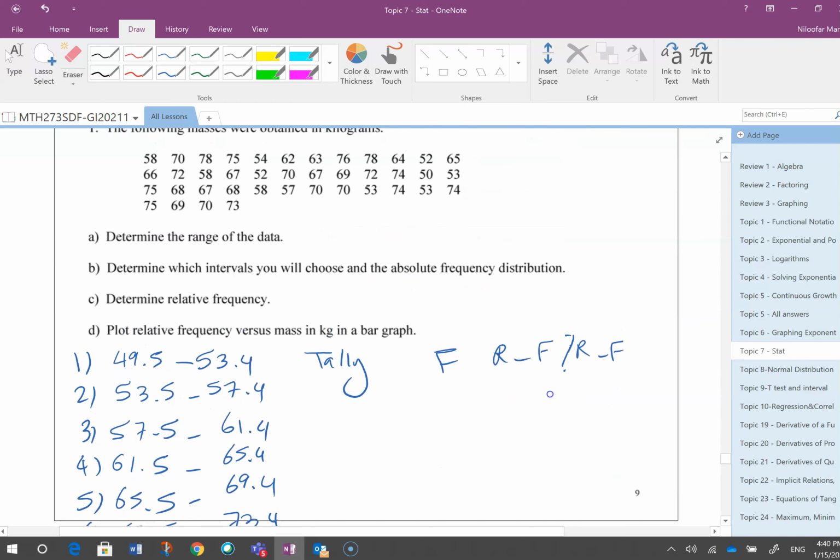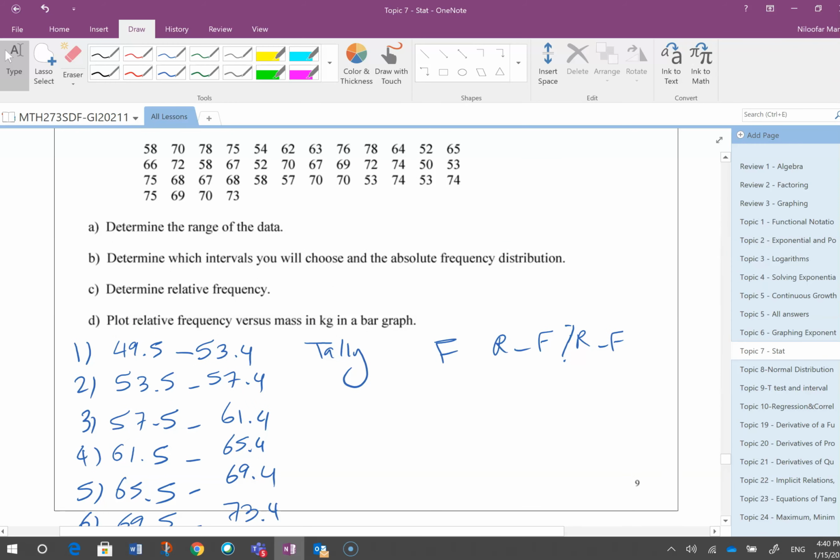Okay, the next example, this one. What is maximum and minimum? Let me see. Maximum is this. Minimum is this one. So maximum minus minimum, 78 minus 50, which is 28.